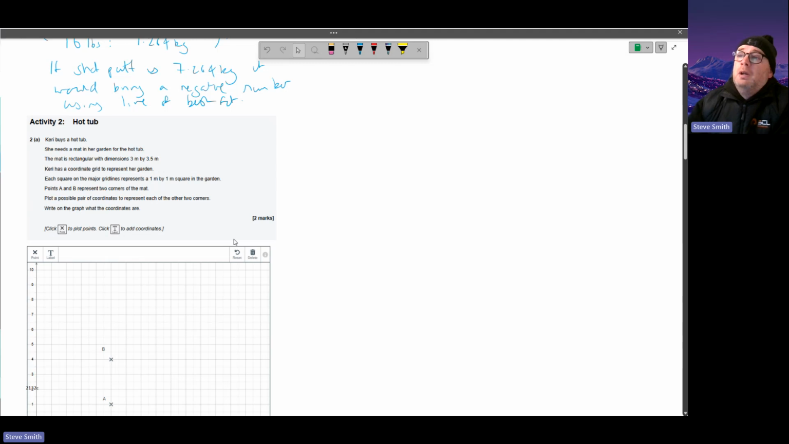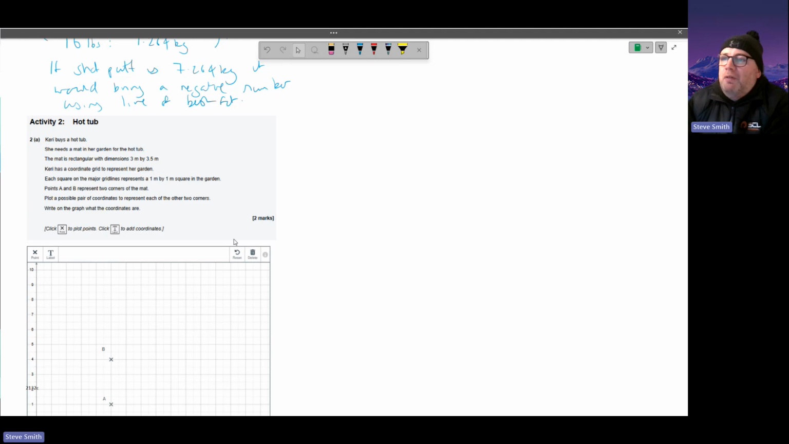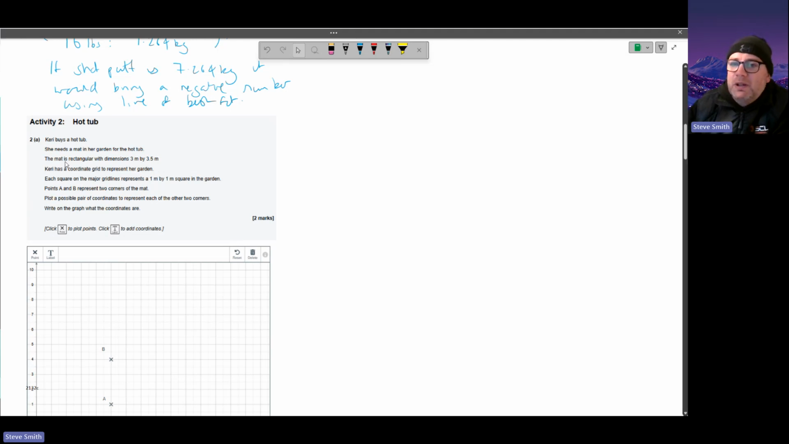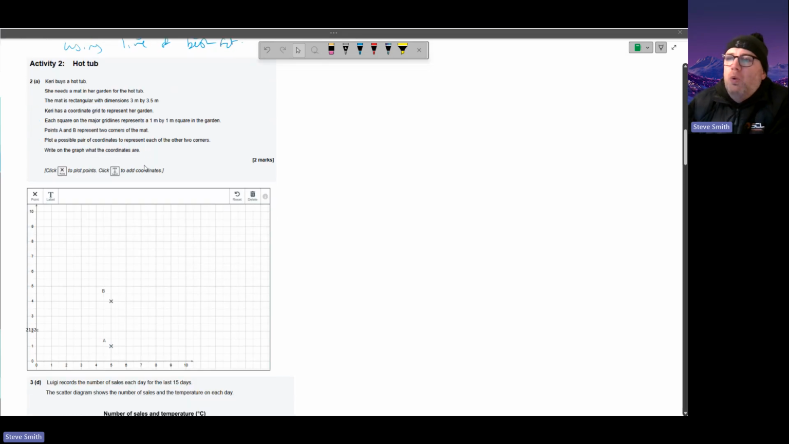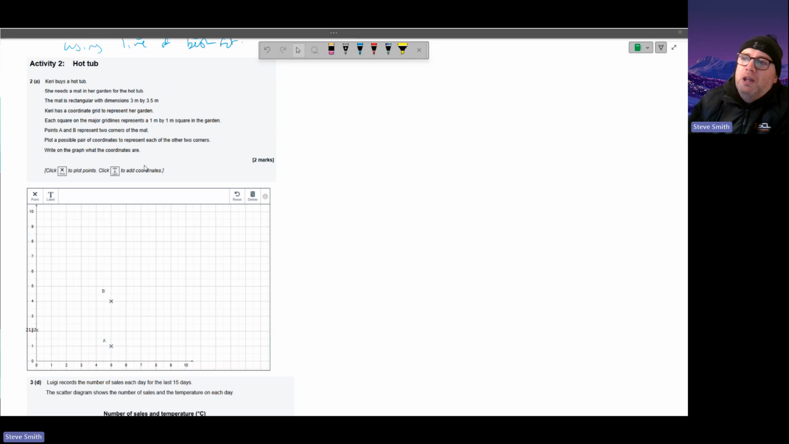Hot tub. Kerry buys a hot tub. She needs a mat in her garden for the hot tub. The mat is rectangular with dimensions 3 meters by 3.5 meters. Kerry has a coordinate grid to represent her garden. Each square on the major grid lines represents 1 meter by 1 meter.